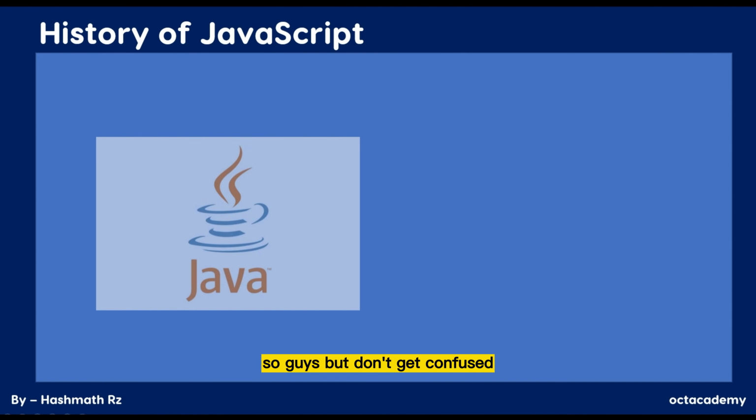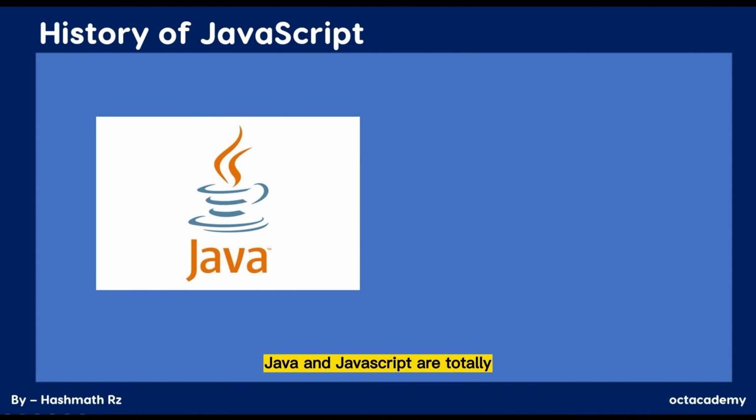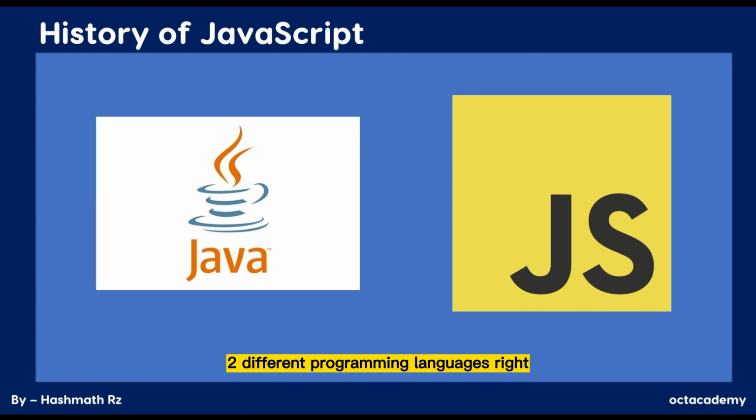So guys, don't get confused, Java and JavaScript are totally two different programming languages, right? There is not even a single connection between these two. The name JavaScript was given to this scripting language simply for marketing purposes, to capitalize on the popularity of Java at the time. By the way, because of this name change and the simplicity of this scripting language, JavaScript became popular day by day among developers.